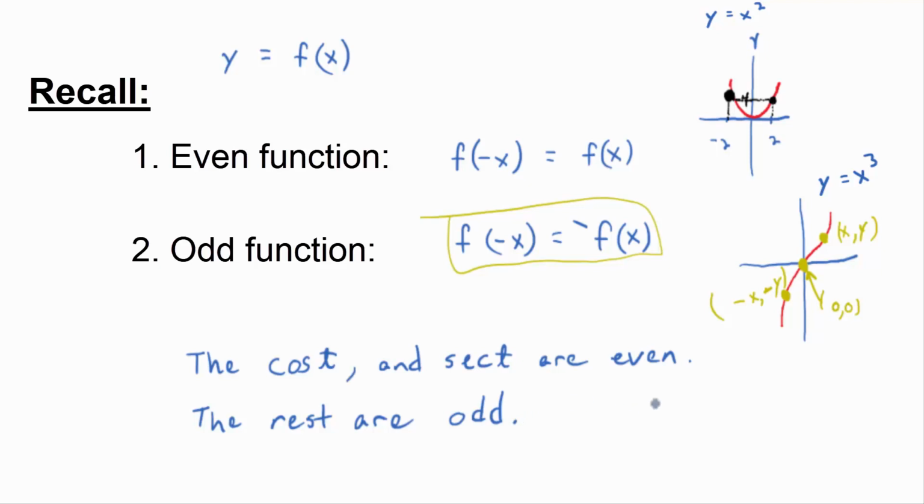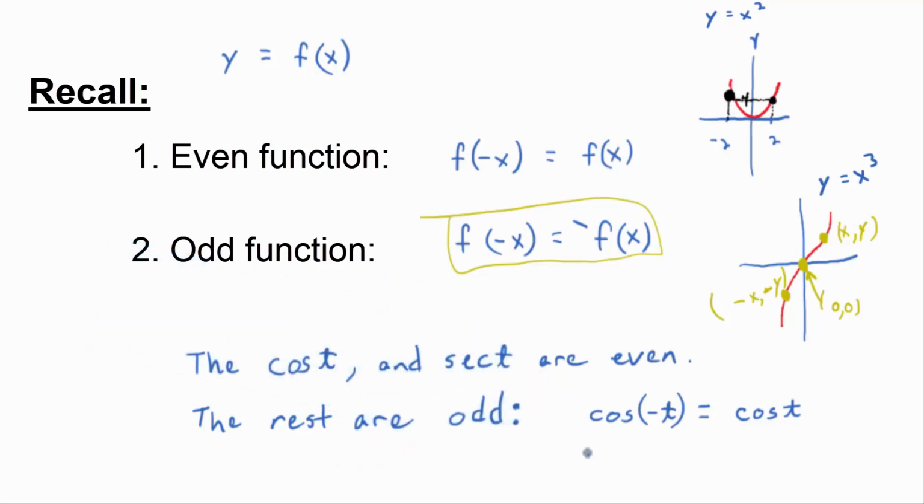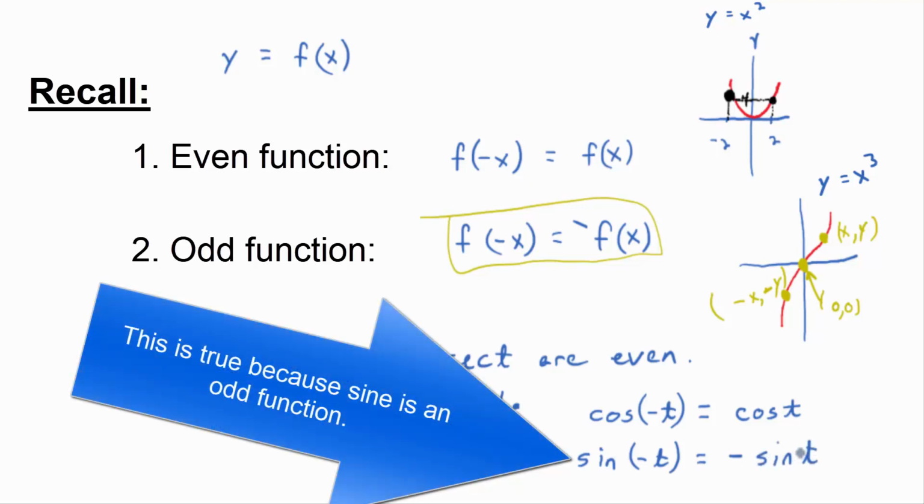A couple of real quick simple examples of what that means. If you take the cosine of negative t, that's the same as taking the cosine of t. You can use this property. Cosine of negative t is equal to the cosine of t. But the sine of negative t, what would that be equal to? It's like you're pulling the negative out front. Negative sine of t. Sine of negative t is equal to the opposite of the sine of t.